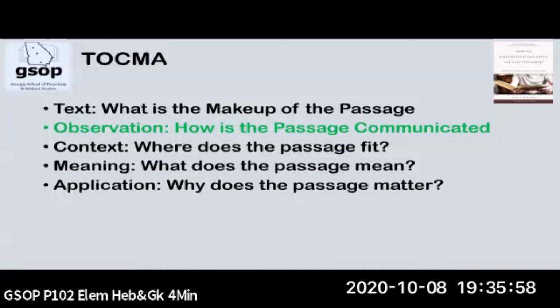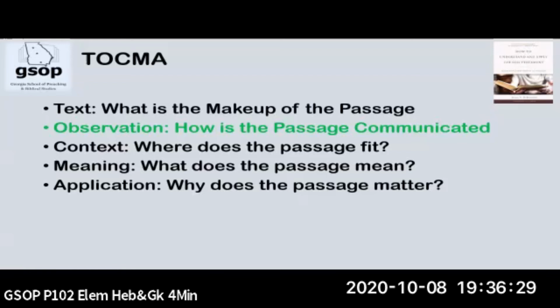I remember his name, Jason D. Roach, and his How to Understand and Apply the Old Testament. Last week we looked at the text. What is the makeup of the passage, and under that we looked at the genre, which determines the literary form, the subject matter, the function of the passage. You compare it to similar genres, and you consider the implications for its interpretation based on what type of genre it is. Also, you look at literary units and textual hierarchy.